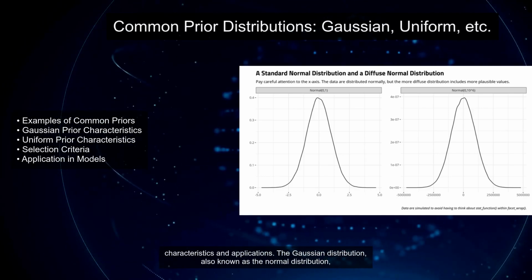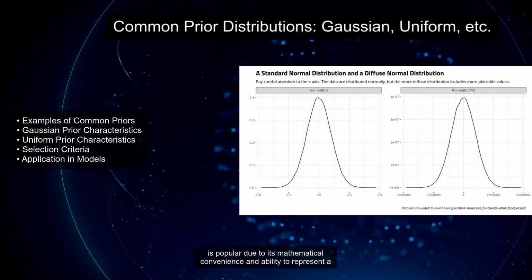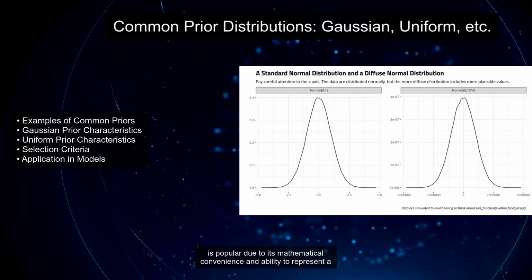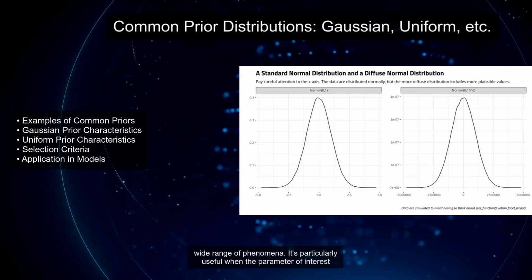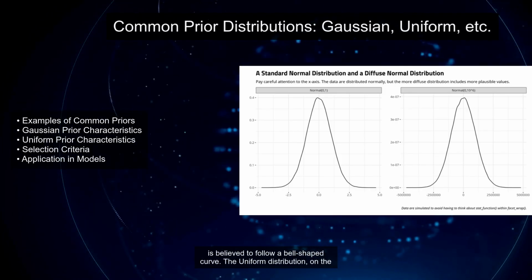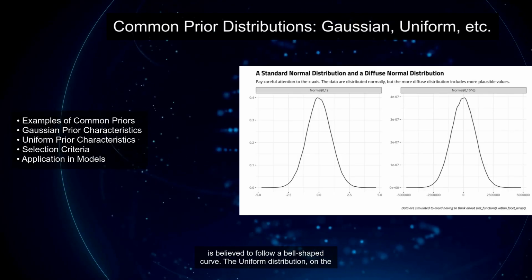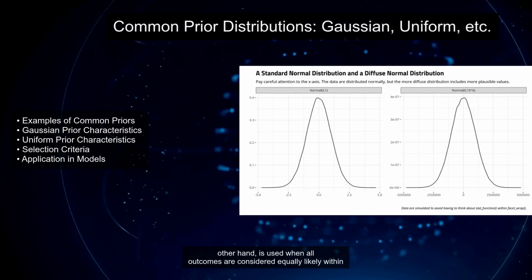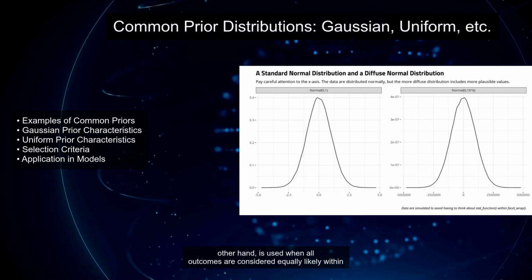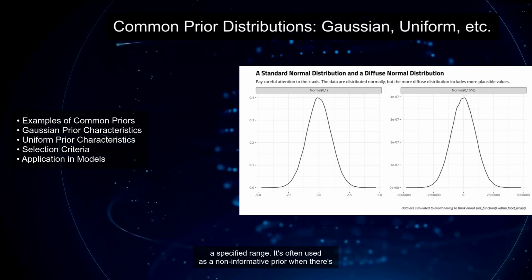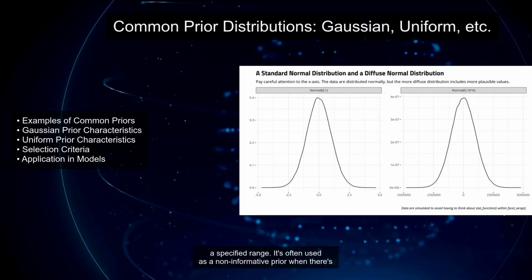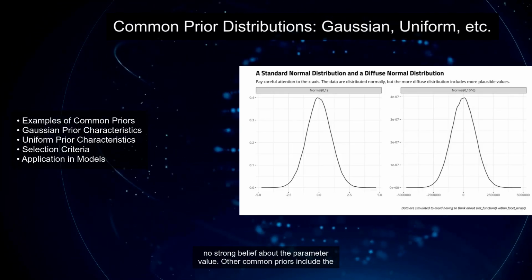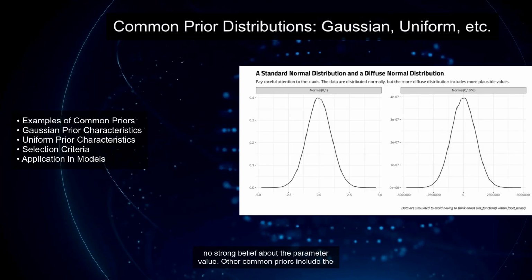The Gaussian distribution, also known as the normal distribution, is popular due to its mathematical convenience and ability to represent a wide range of phenomena. It's particularly useful when the parameter of interest is believed to follow a bell-shaped curve. The uniform distribution, on the other hand, is used when all outcomes are considered equally likely within a specified range. It's often used as a non-informative prior when there's no strong belief about the parameter value.